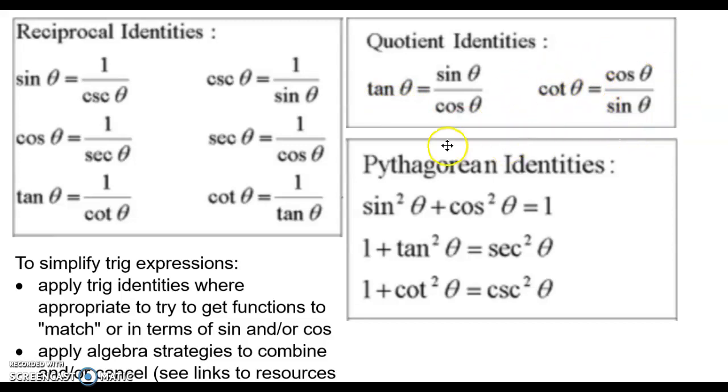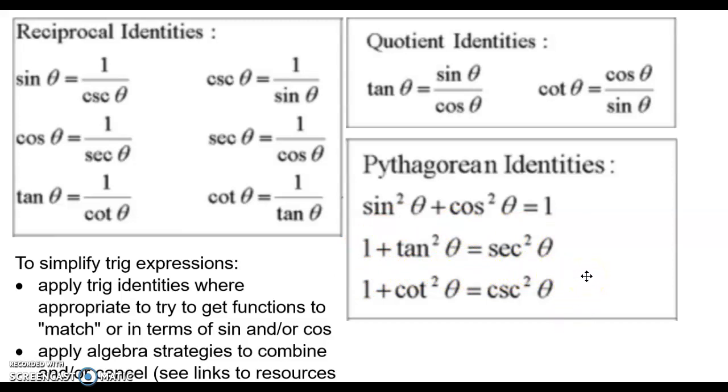And then we also have Pythagorean identities, which are based on the right triangles that we use in trig. It's essentially saying that the two legs squared and added together are equal to the hypotenuse squared. And again, this comes from elements of the unit circle and right triangles, but it's basically that sine squared theta plus cosine squared theta equals 1, 1 plus tangent squared theta equals secant squared theta, and 1 plus cotangent squared theta equals cosecant squared theta.